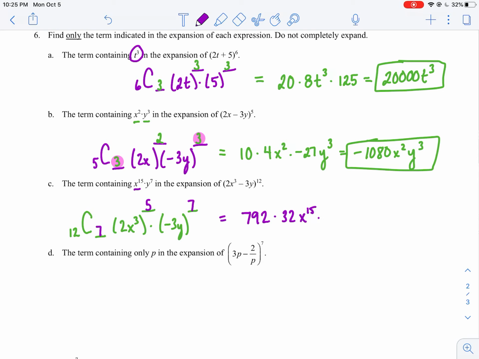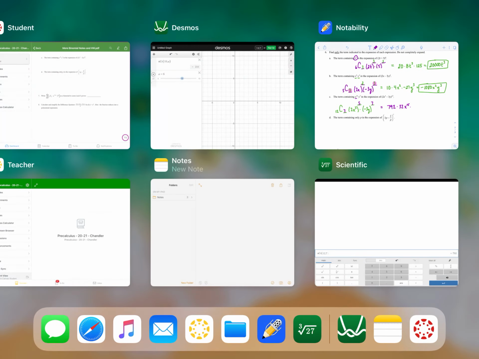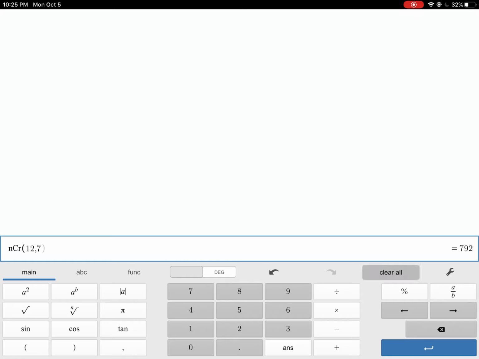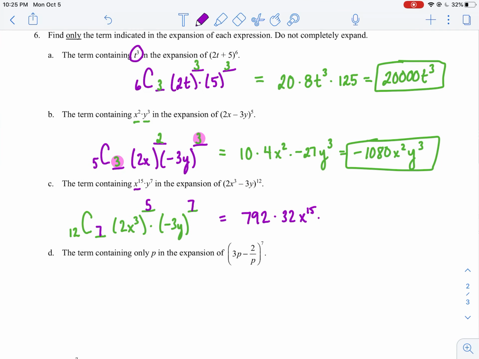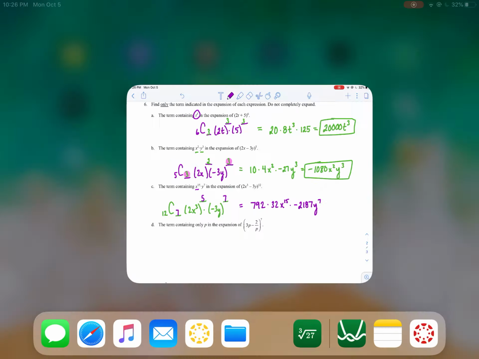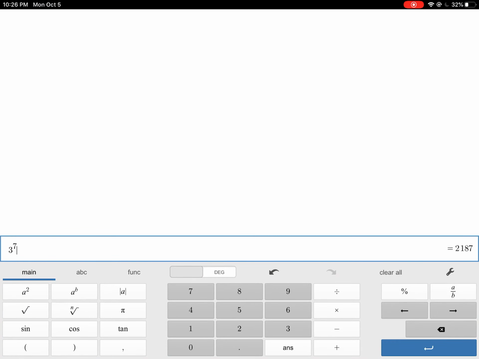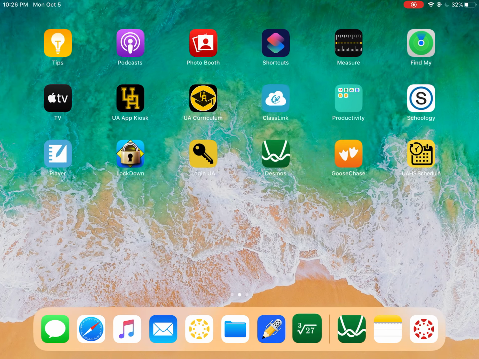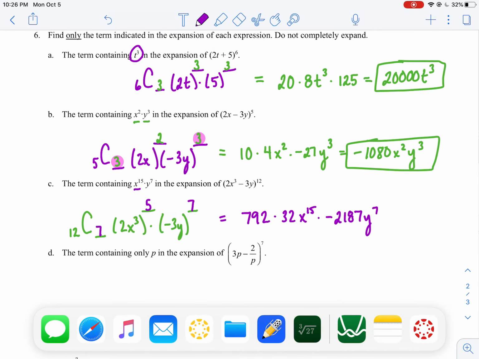And then negative 3 to the 7th is going to be negative, right? So 3 to the 7th, probably not one that we know off the top of our head, right? So 3 to the 7th is 2187. Right, so negative 2187 y to the 7th. So now I've got this really tiny number, 792 times 32 times negative 2187. Okie dokie. So actually I'm going to split screen it because I won't remember those numbers.